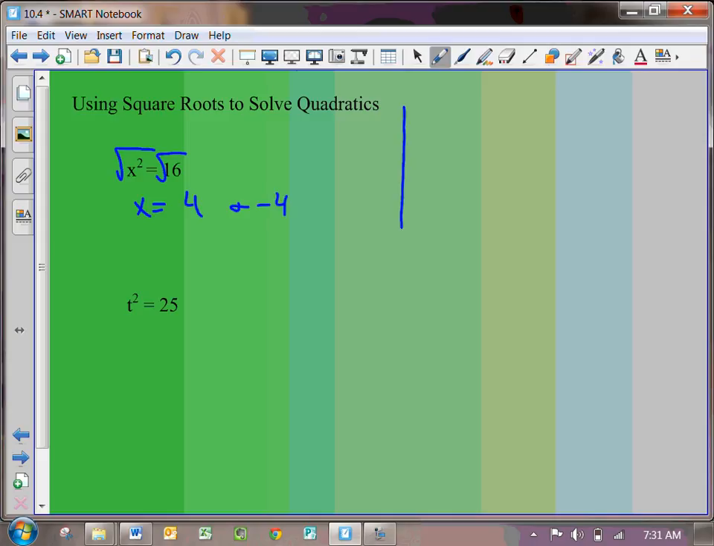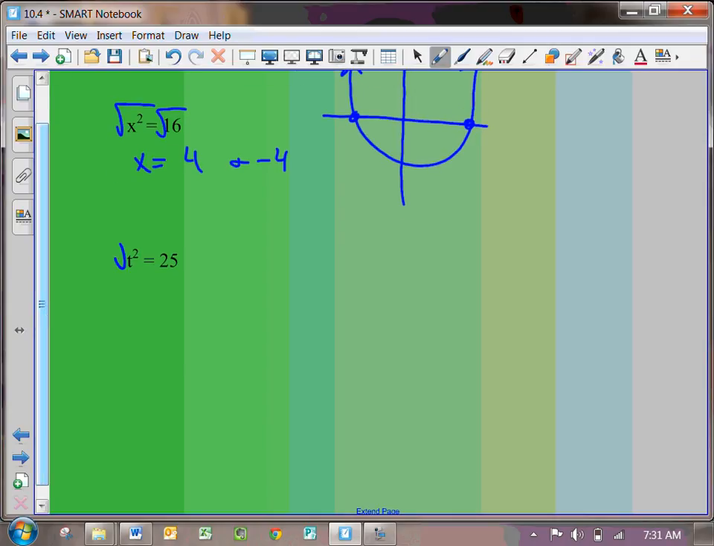So what that means is on your graph, it looks kind of like that. That'll be at negative 4, and that'll be at positive 4. Those are two solutions. All right, second one. Same kind of thing, square rooting both sides. So you'd have t equals negative 5 and positive 5.